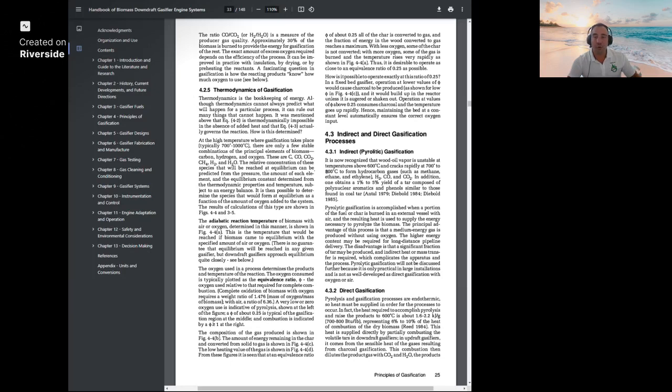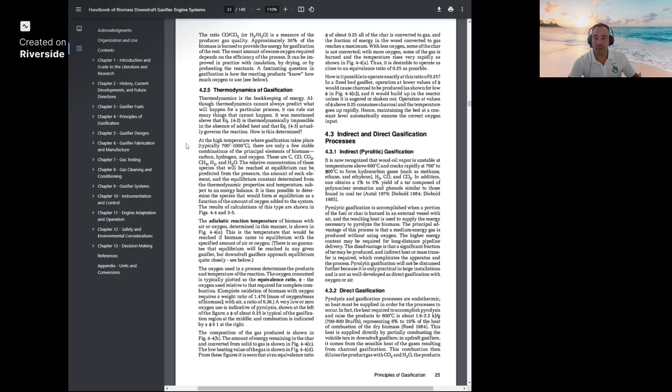Thermodynamics is the bookkeeping of energy. Although thermodynamics cannot always predict what will happen for a particular process, it can rule out many things that cannot happen. It was mentioned above that Equation 4.2 is thermodynamically impossible in the absence of added heat, and that Equation 4.3 actually governs the reaction.